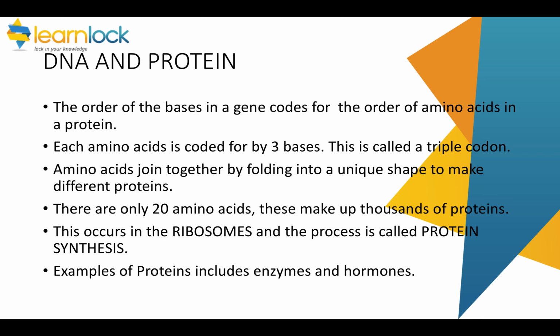The order of the bases in a gene codes for the order of amino acids in a protein. Each amino acid is coded for by 3 bases, and that's called a triplet codon. Amino acids join together by folding into a unique shape, and then they make proteins. There are about 20 amino acids, but these join up together to make thousands of different proteins. Where this happens is in the ribosomes, and it's called protein synthesis. Different proteins include enzymes and hormones and various other chemicals in the body.